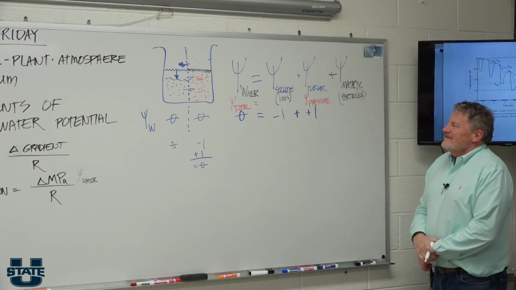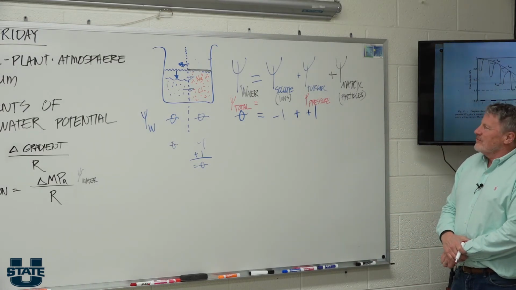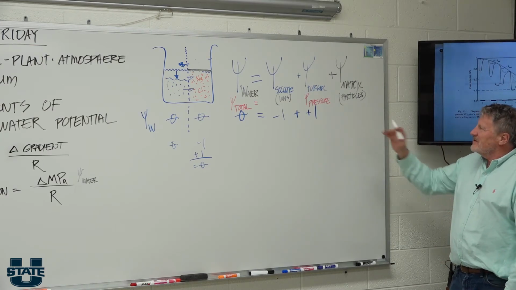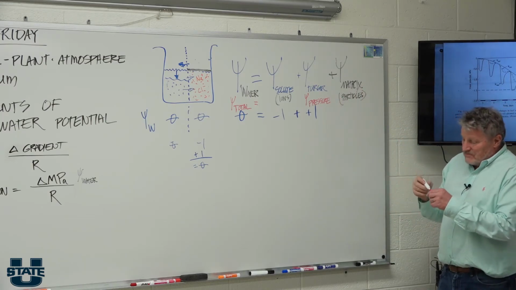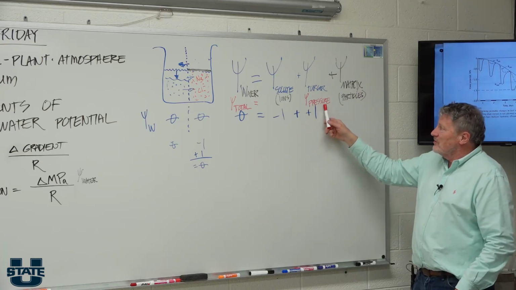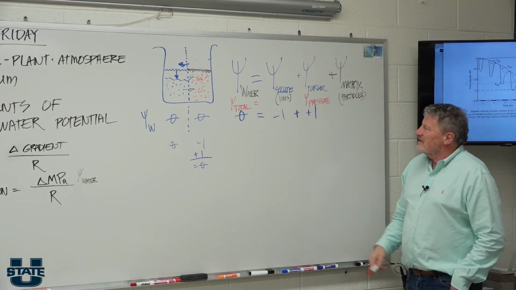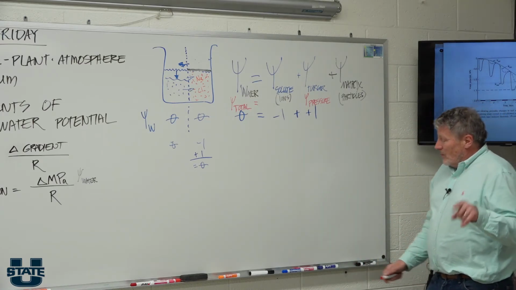So you just have to keep track. And people generally define what this means. But this is always called matrix. But pressure potential, and it might be more descriptive to say pressure and then total over here, but sometimes psi T means turgor, sometimes it means total. We got one more thing.